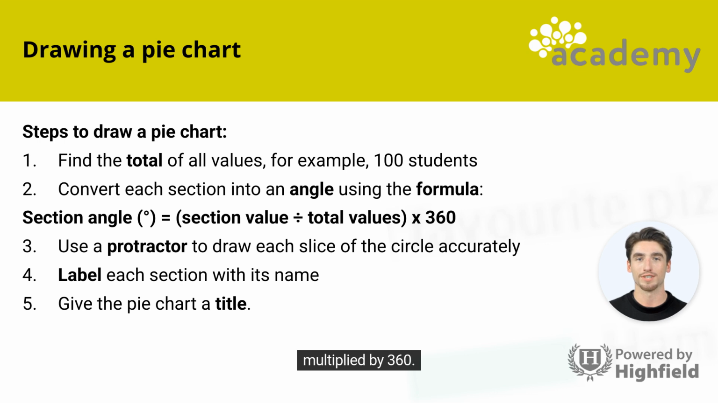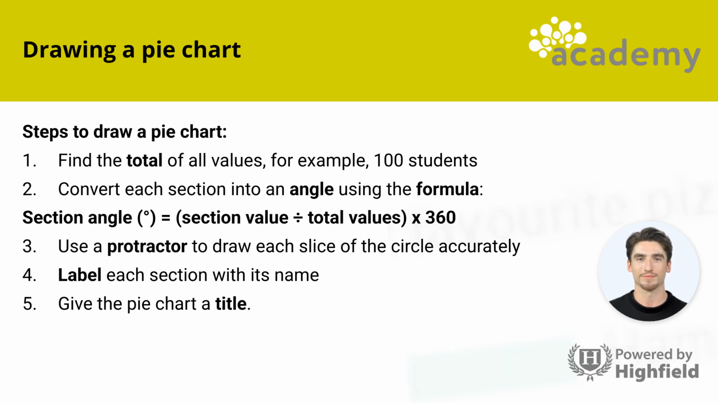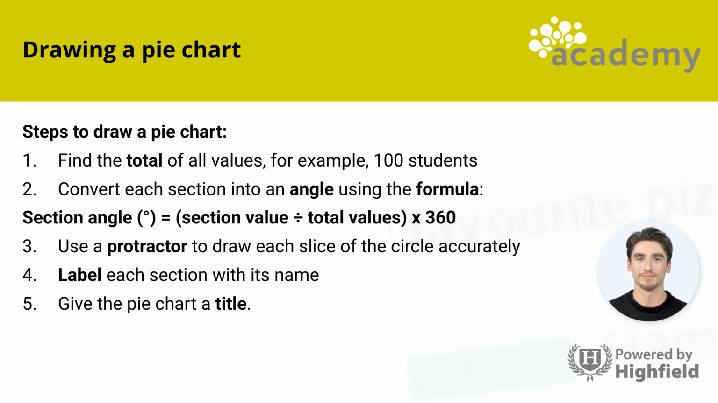multiplied by 360. Next, use a protractor to draw each section of the circle accurately. Label each section with its name. Finally, give the pie chart a title. Remember, always check the angles add up to 360 degrees in total.